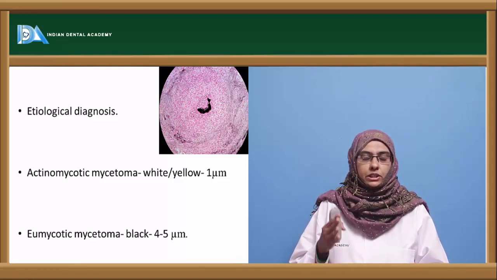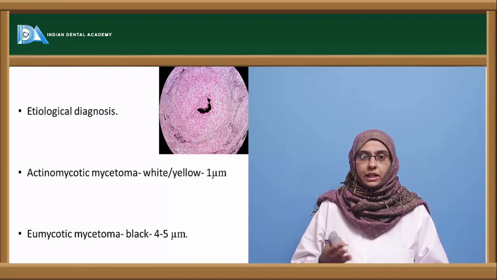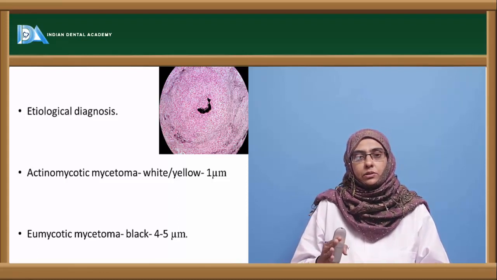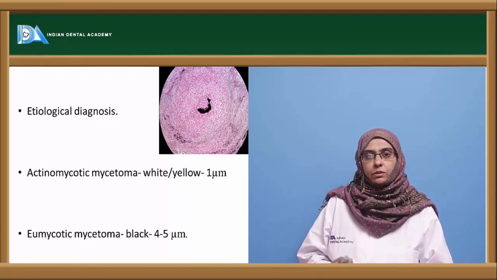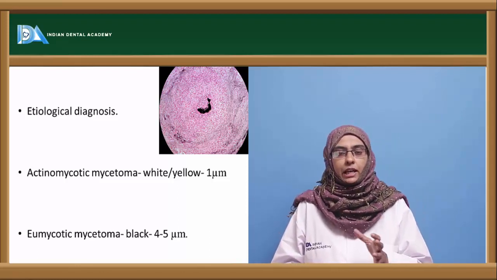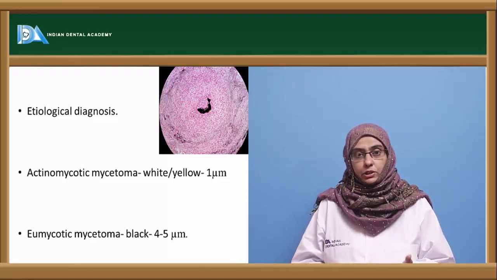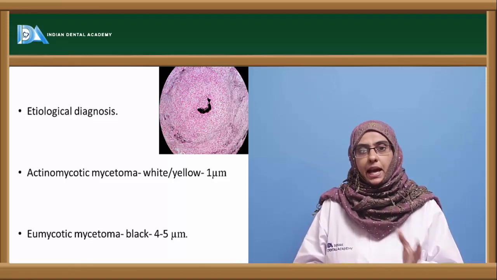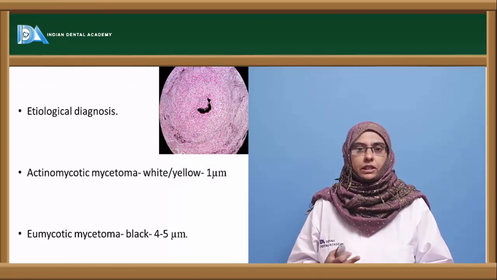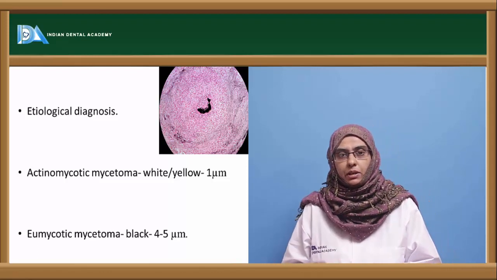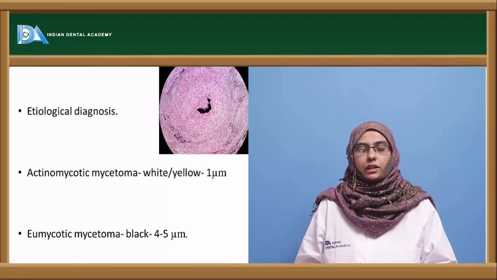The way to distinguish between fungal mycetoma and bacterial mycetoma is the production of pigmented granules, which lets us distinguish between the eumycetoma and the actinomycetoma. In the actinomycetoma, they usually form white or yellow granules which are very thin in nature, about 1 micrometer. Whereas in the eumycotic mycetoma, the granules produced are black in nature, measuring about 4 to 5 micrometers. This is the way we can distinguish whether it is a bacterial mycetoma or a eumycetoma. Once the lesion and the granules are established, we can go for the treatment.